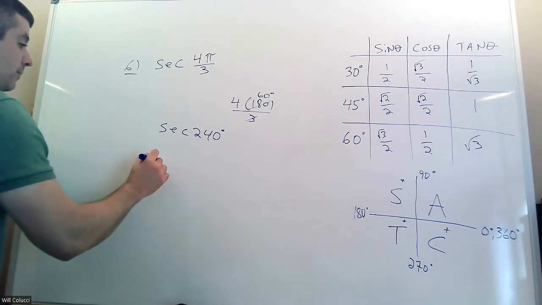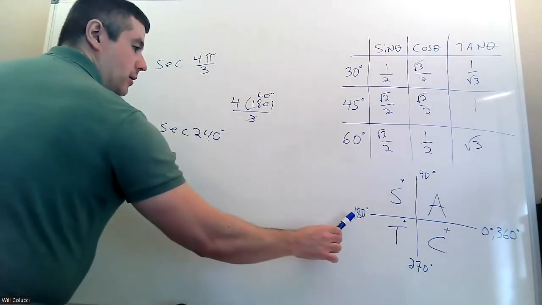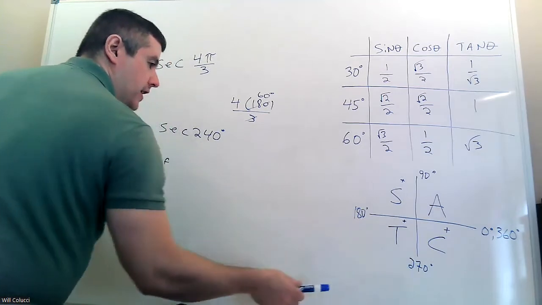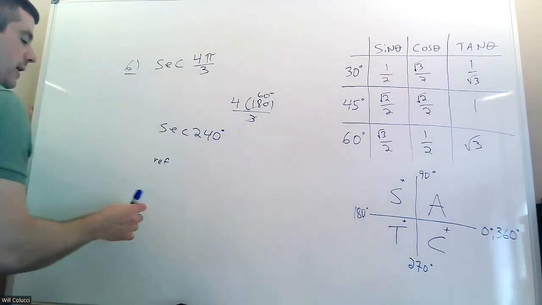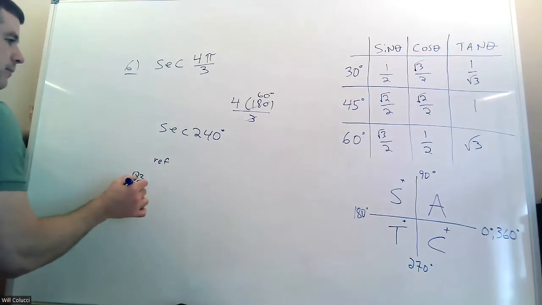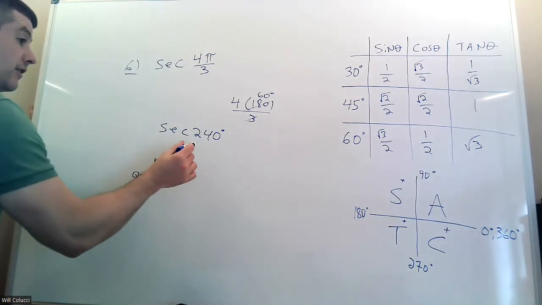We're going to do the reference angle. We're going to do the quad. Quad is easy. Look, it's between 180 and 270. That's why it helps to have this there. 240 is between there, so this is in quad 3. You don't need to draw it. I draw it sometimes.